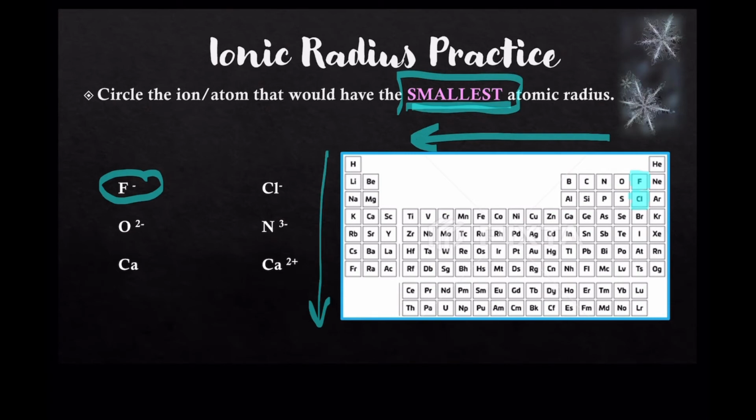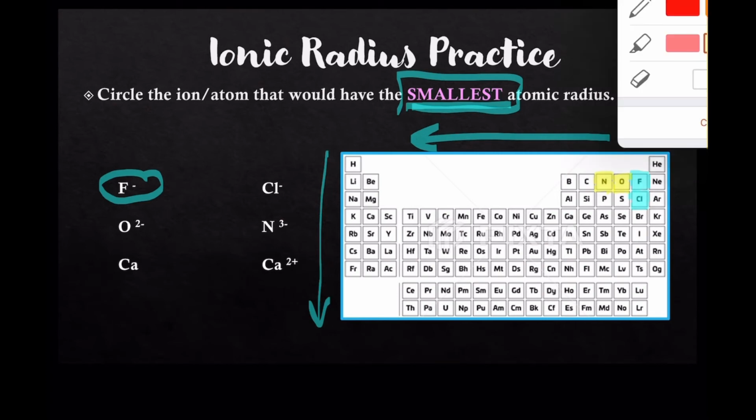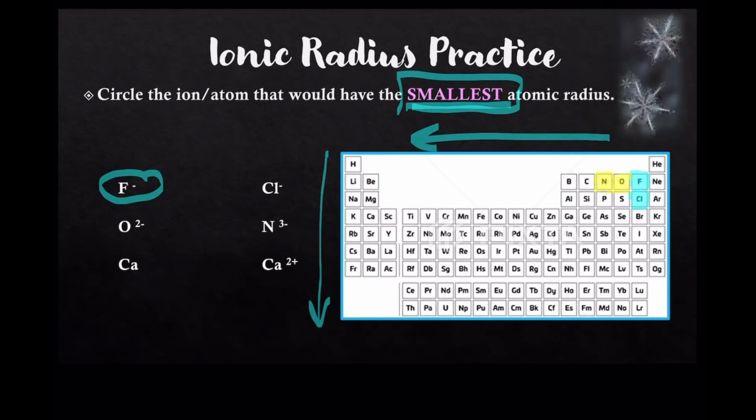Next, let's look at oxygen versus nitrogen. So here's oxygen in yellow, and here's nitrogen. They're both in the same period. So oxygen -2, when oxygen forms an ion, it's going to gain 2 electrons. So let's talk about what that looks like. Oxygen has 8 protons. The neutral atom of oxygen also has 8 electrons. But because we have a -2 charge here, that means oxygen, the ion, has gained 2 electrons. So now oxygen has 10 electrons.